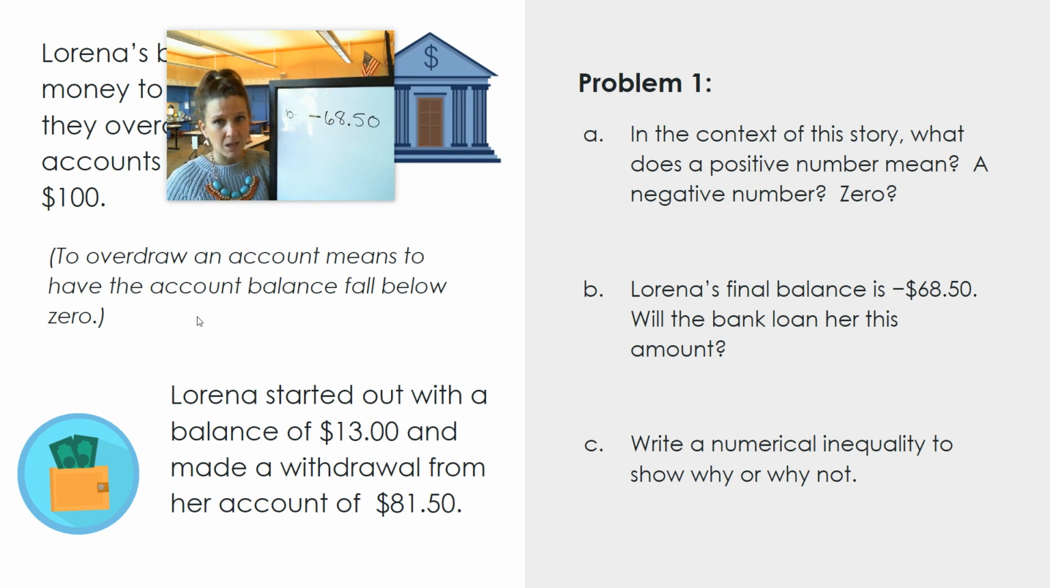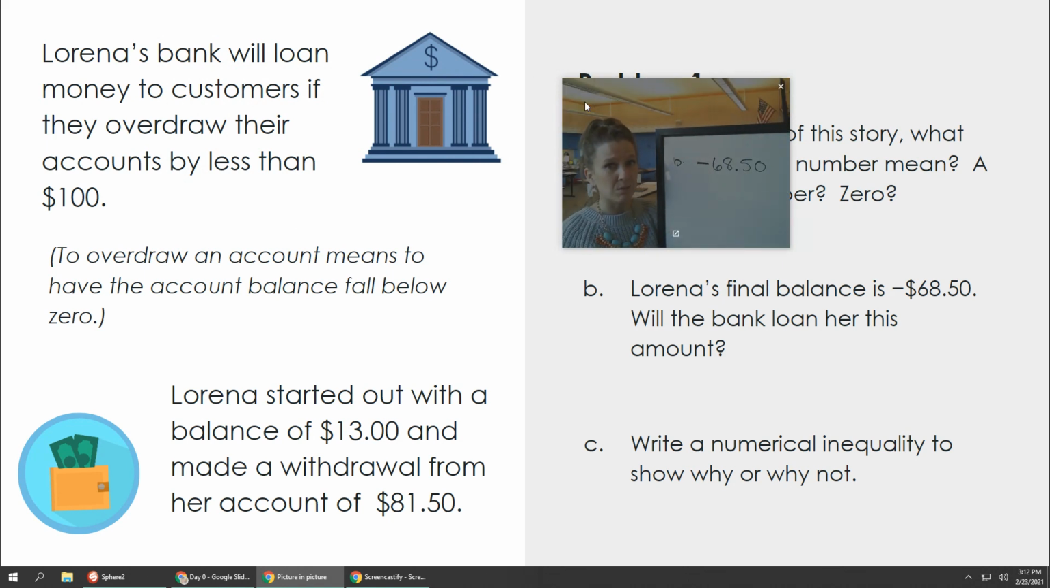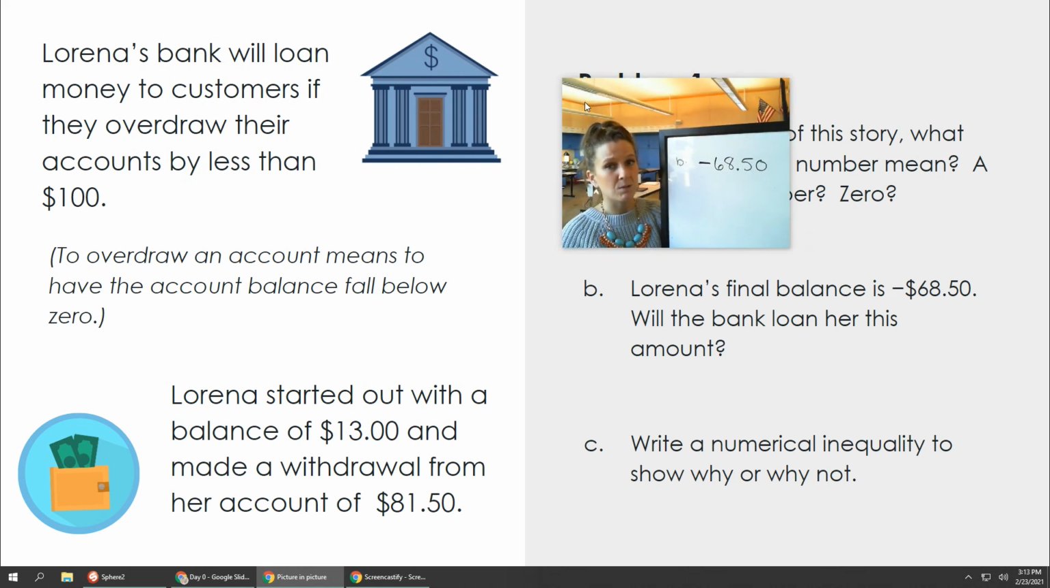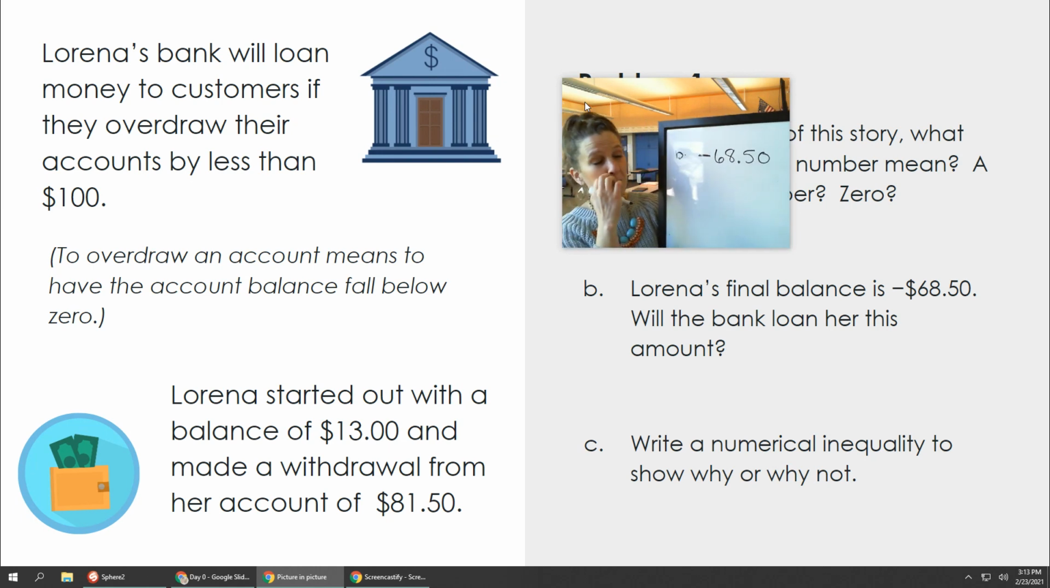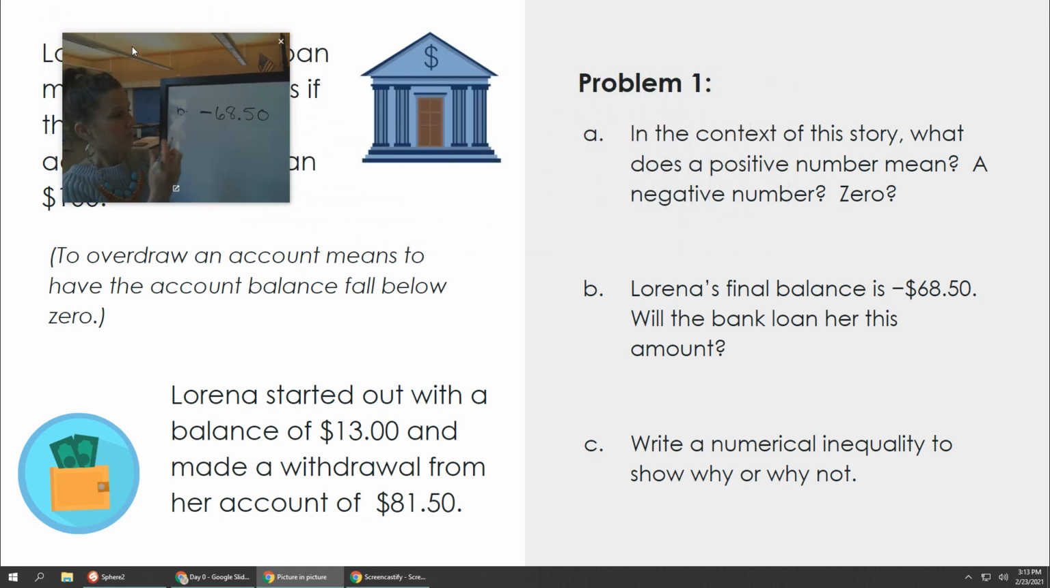The bank said that they will loan money to customers if they overdraw their accounts by less than $100. Well, did she spend $100 that she didn't have? No, she spent less. So we want to write that sentence out today because it's going to help us do the next one.